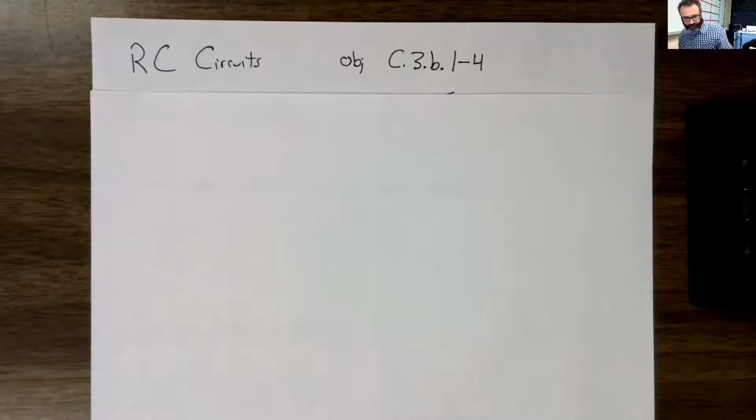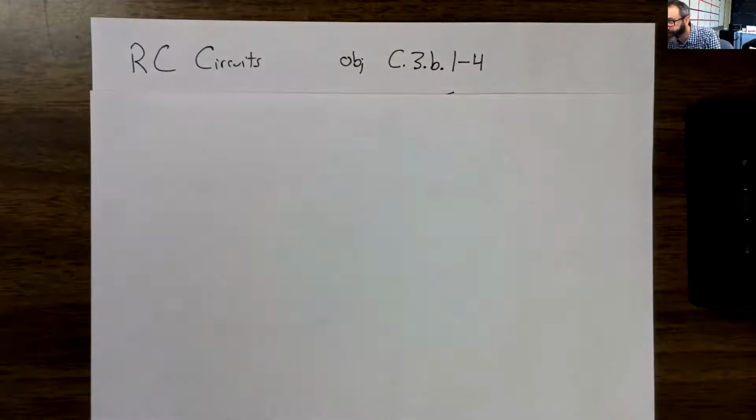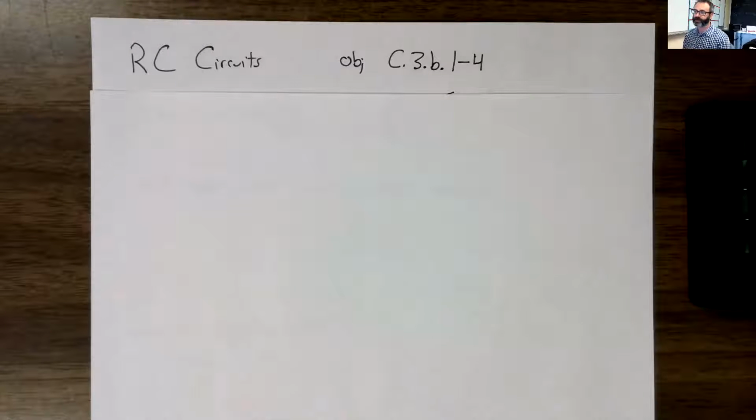All right, so today we're looking at our first topic for the first half of RC circuits. RC stands for resistors and capacitors in series in a circuit. And we're going to look at what happens when we charge a capacitor through a circuit. So quickly, the objective is objective C.3.D 1 through 4. So let me just put that up on screen for a moment and take a look at what those are.